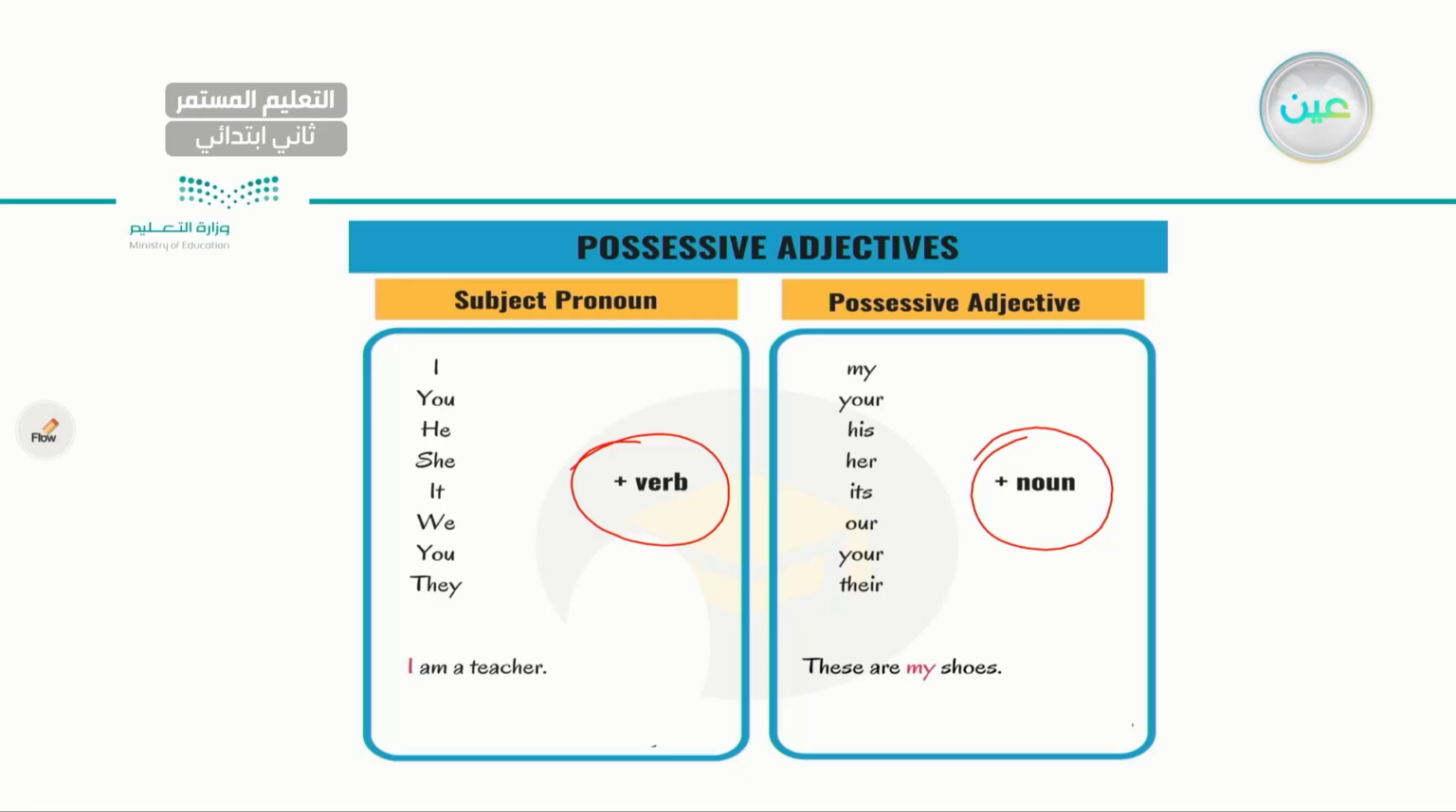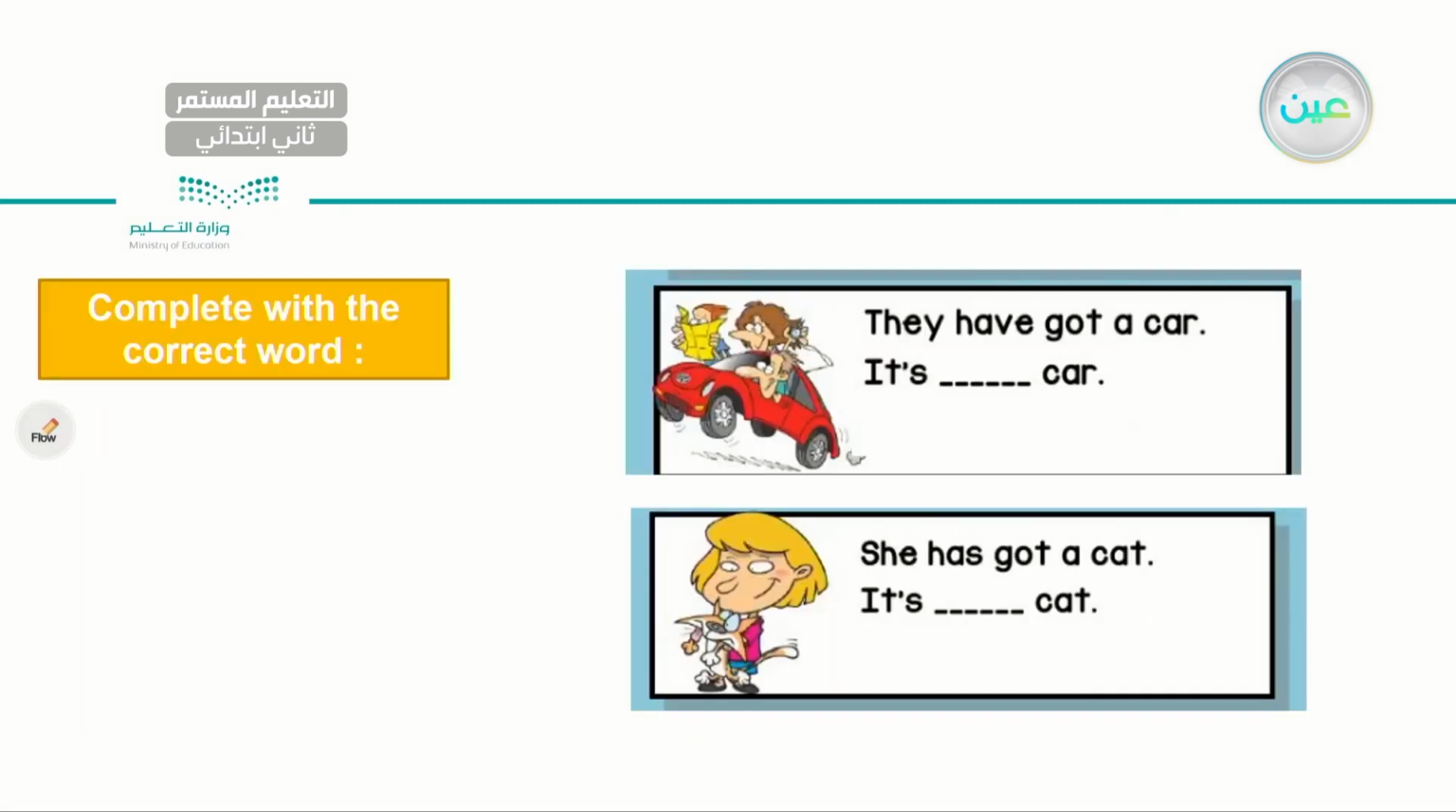So again, one more time. Here we have the subject pronouns and they are followed by a verb. But for the possessive adjectives, they are followed by a noun. Let's read the sentences. I am a teacher. These are my shoes. Very good, my dear student. Now, let's try to complete these two exercises together.